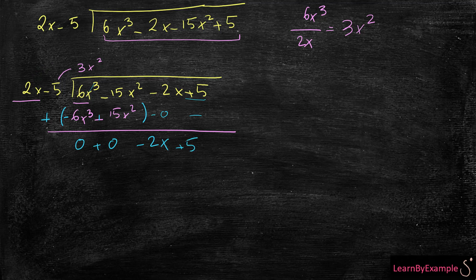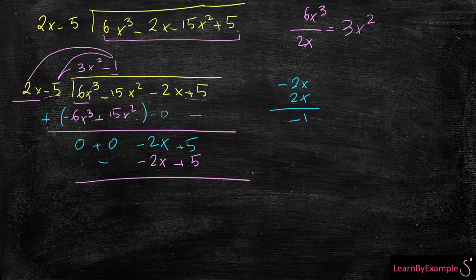Now what I'll have to do is to divide negative 2x by 2x. I will get a negative 1. So I'm going to add that negative 1 here, multiply it by both of these terms. I get a negative 2x, negative 1 times negative 5 here. It's just going to give me positive 5.